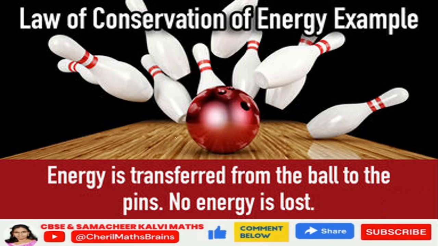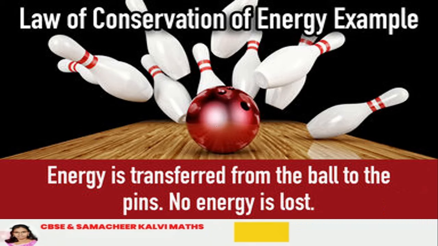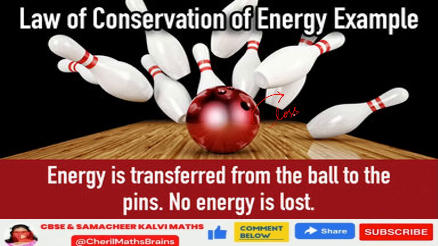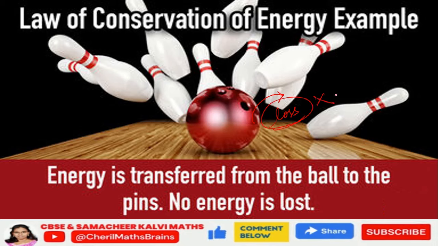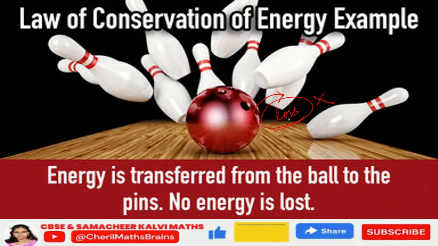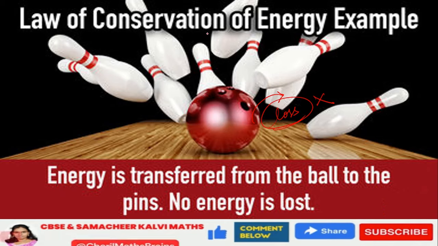So this is the law of conservation of energy, and you can see that here while you throw this ball, energy is transferred from the ball to the pins. Okay, energy from this ball is getting into the pins, but there is no loss of energy. Loss is not at all there. So that is where we say that the energy is getting conserved. So this is one basic example.